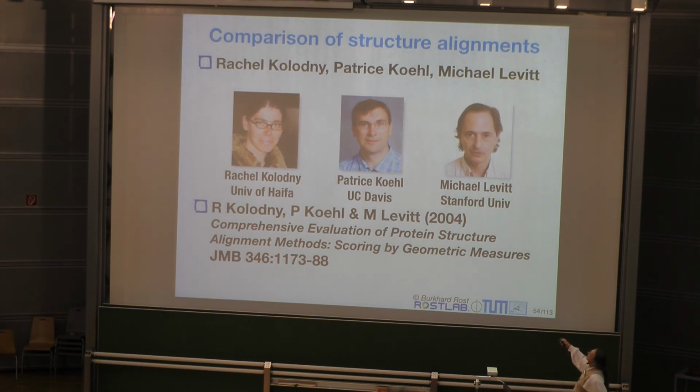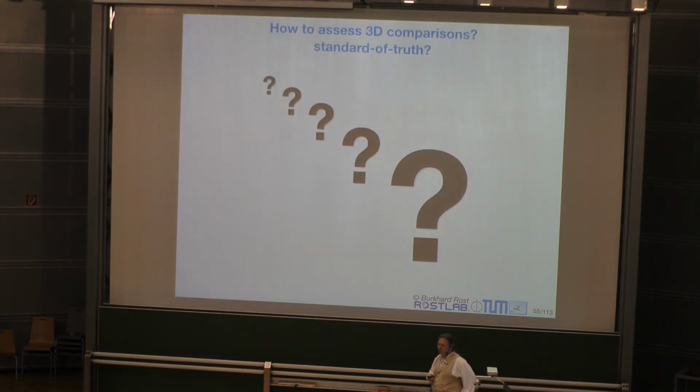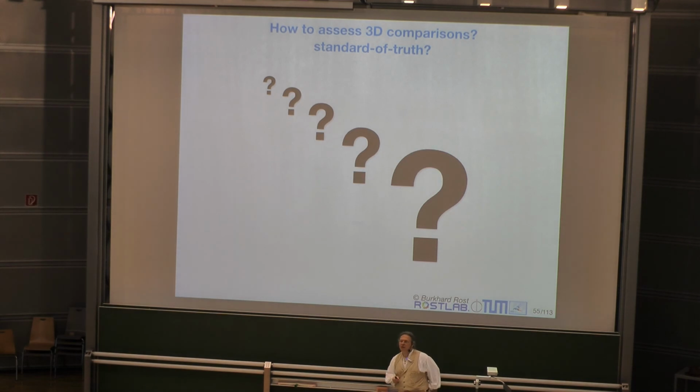Rachel Kolodny, Patrice Koehl, and Michael Levitt, who went on to get a Nobel Prize, did a large-scale comparison and found out that many methods have an advantage, many methods have disadvantages, and it's actually complicated to really say this is the best method out there. And that brings us back to another issue, the issue of standard of truth. So I want to see how well my structure comparison method does. Let's go one step back. I haven't said that, and that's a mistake.